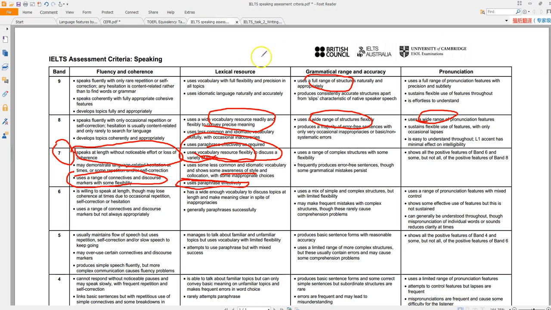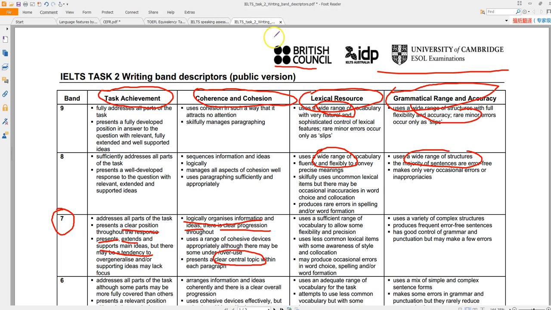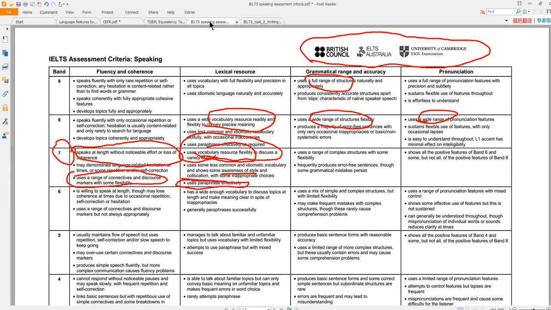It's not a mystery. The British Council and University of Cambridge put all this stuff on their website on purpose so we can see it, so we can understand how it works and what you need to do. So these are the reasons why the essay and the speaking require you to do certain things.